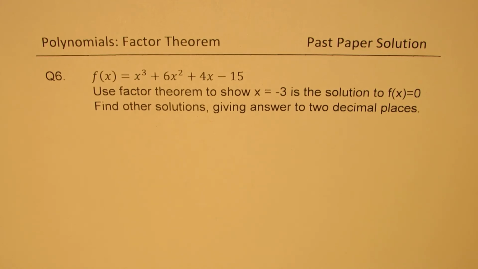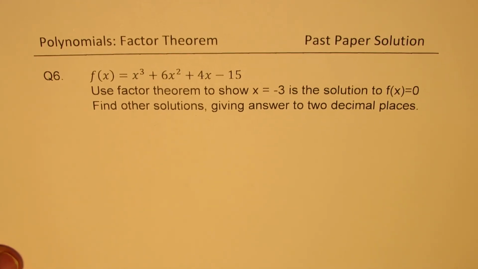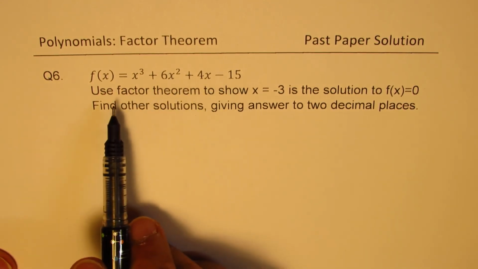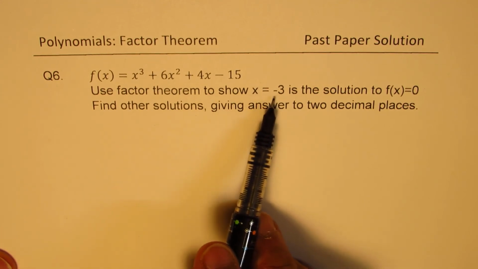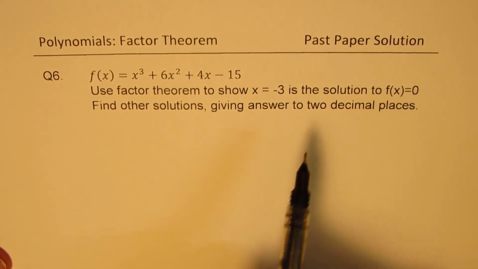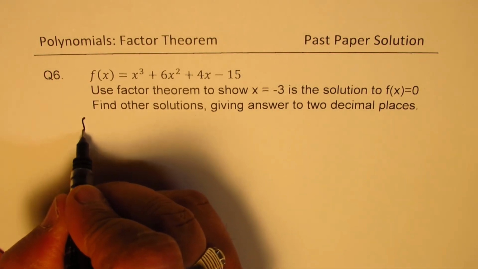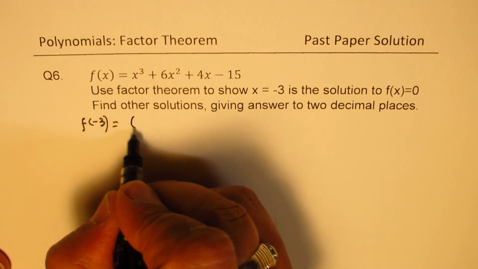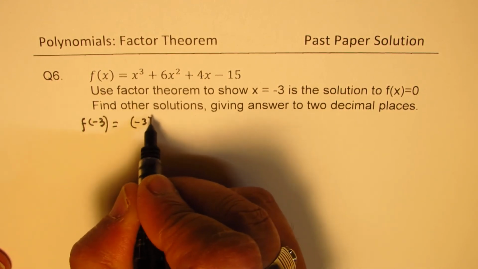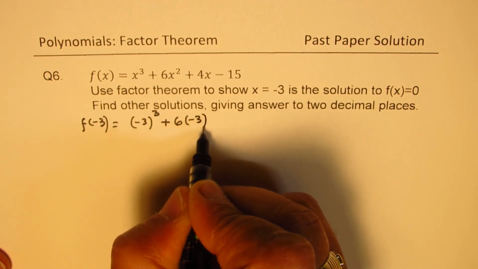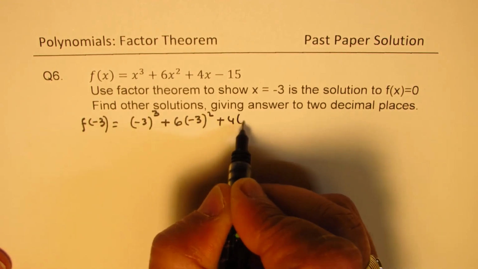This is our last question, question number 6. Now it says, f of x is x cubed plus 6x squared plus 4x minus 15. Use the factor theorem to show that x equals minus 3 is a solution to f of x equals 0. That really means that I have to just substitute minus 3 and equate that to 0, right? So we should get 0 by this substitution. Let's do this and use the calculator to calculate.